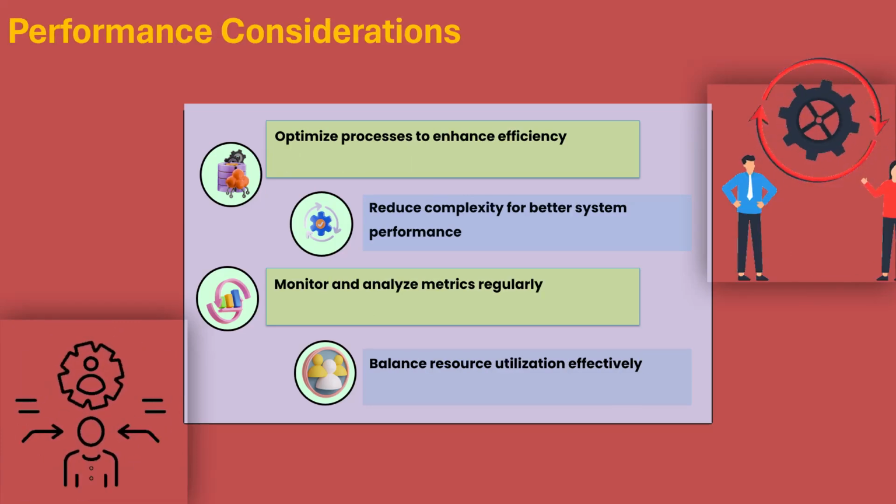Performance is key. Nobody likes a slow system. Optimizing processes ensures everything runs smoothly. Simplifying complexity is like decluttering your workspace. It makes things more manageable. Tracking metrics helps spot trouble before it escalates. And lastly, finding the right balance in resource usage prevents bottlenecks. Think of it as tuning an engine for maximum speed.